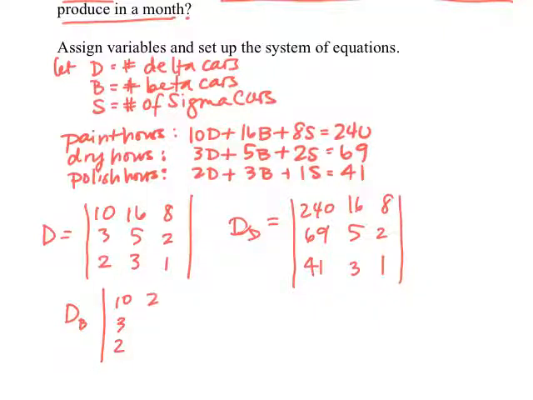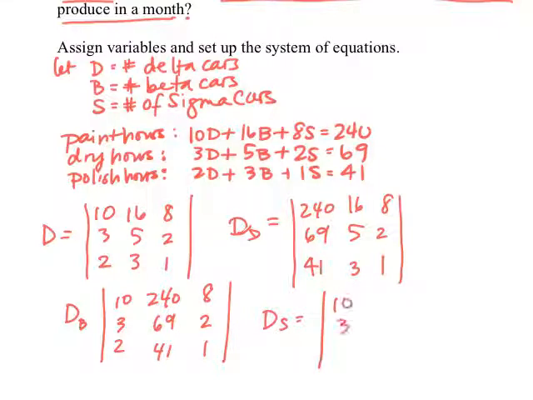And we replace the B column with our solution column. Lastly, we have D sub S, which is the S column being replaced with the solution column.